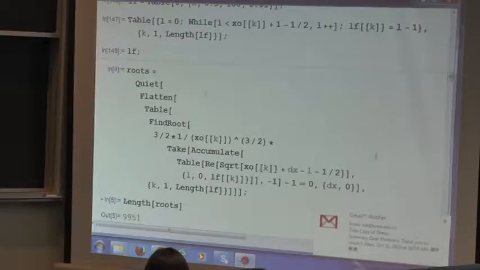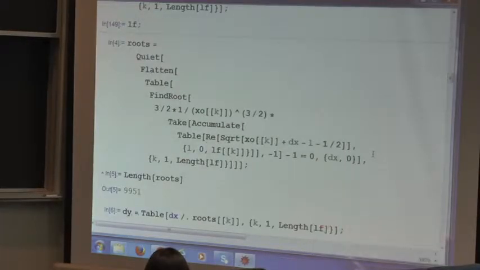Now here what I do is I just find the root of the equation, which means I'm going to solve this equation over here. Okay? So how do I solve that equation? If you observe here, I take the real part of the square root of x naught plus delta x minus L minus half. Square root of x naught plus delta x minus L minus half. Okay? And I sum up over all the values.